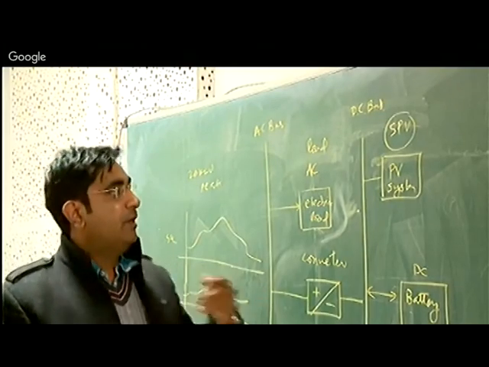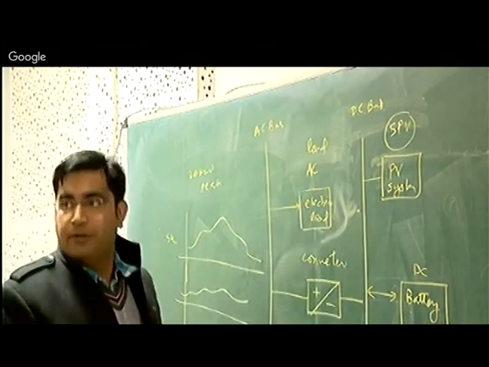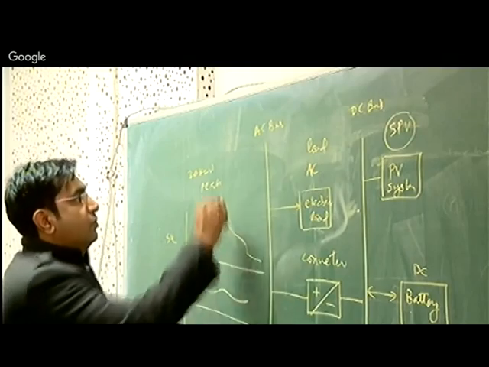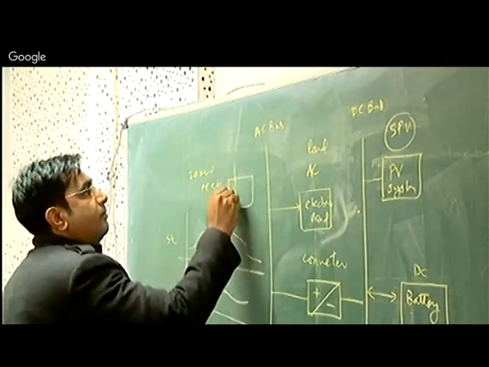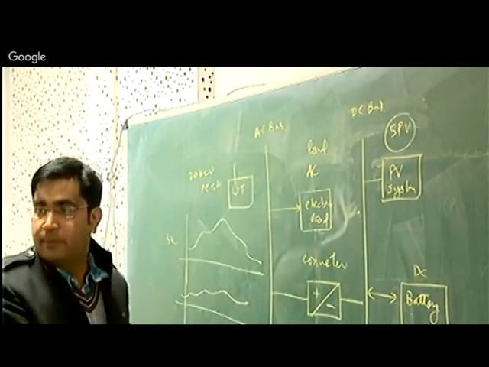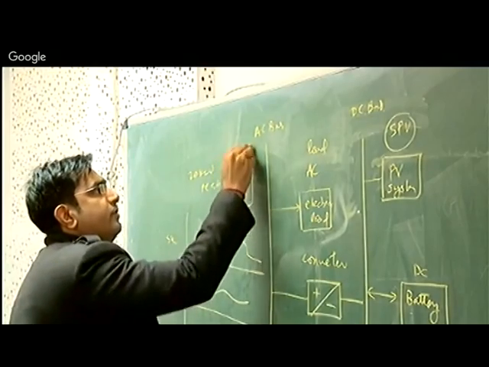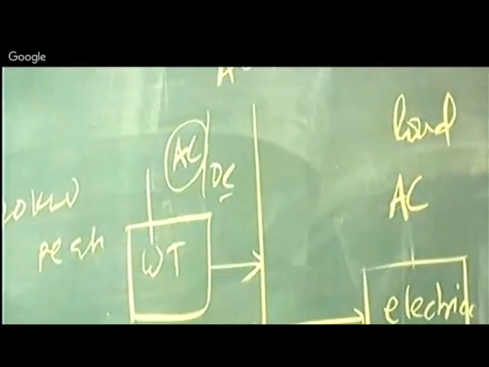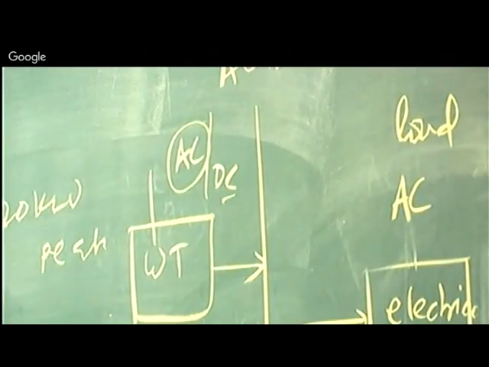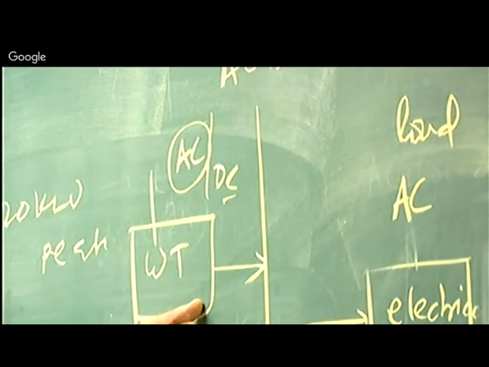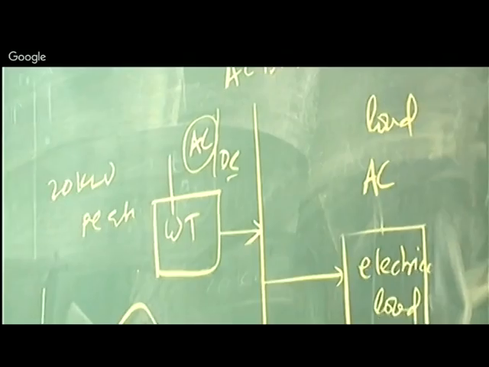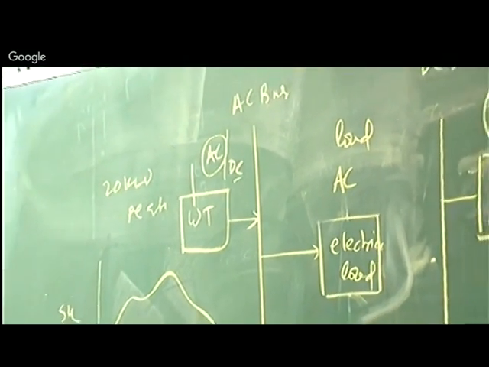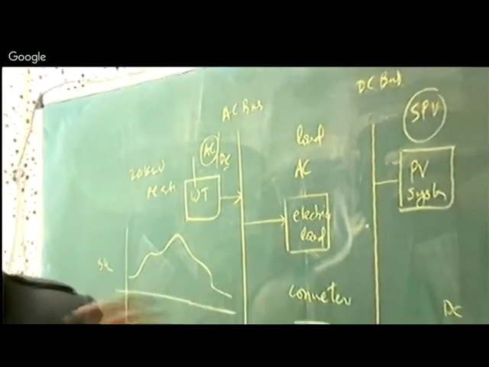Suppose somebody wants to put a wind turbine also in this system. So let's say I am going to put a wind turbine. This is an AC wind turbine or DC wind turbine, that depends upon the availability of the wind turbine. So this we can directly feed to the load. And if excess power is generated from the wind turbine, we can convert it into DC, and we have a dual converter, AC to DC and DC to AC, and we can feed it to the battery.